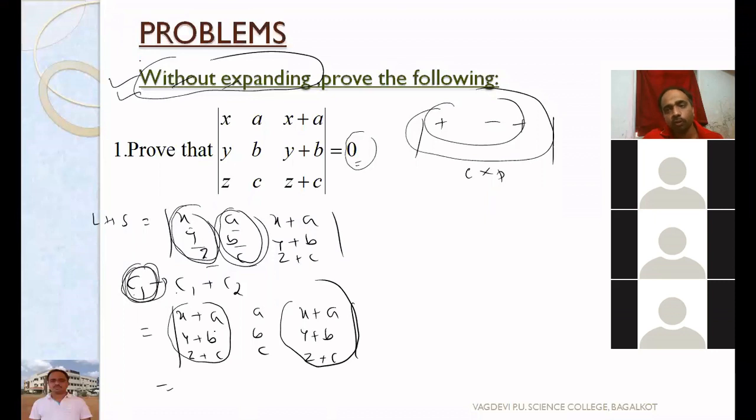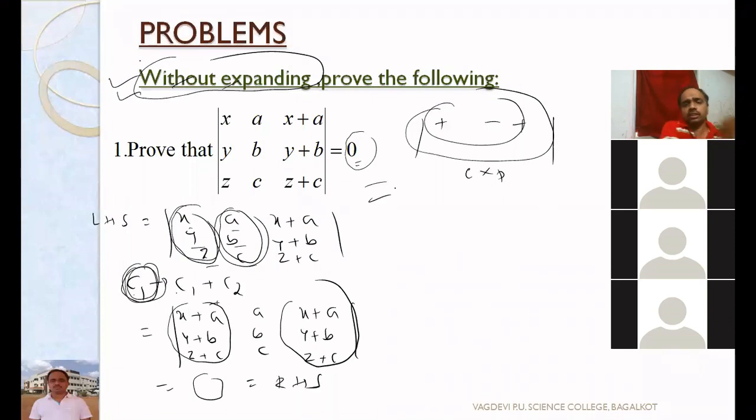So by using that property, when two rows are the same or two columns are the same, directly you can write 0. Some people do plus minus plus, take the first row. No, that's not required. You have to apply the property. According to that property, when two columns are the same or two rows are the same, directly you can write the answer, that is 0. This is the RHS.